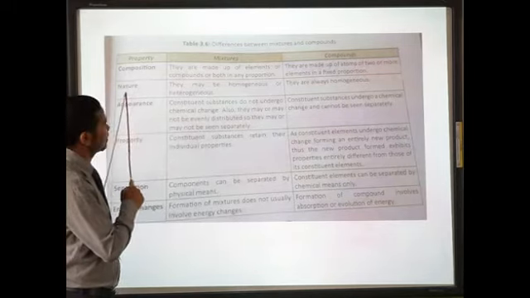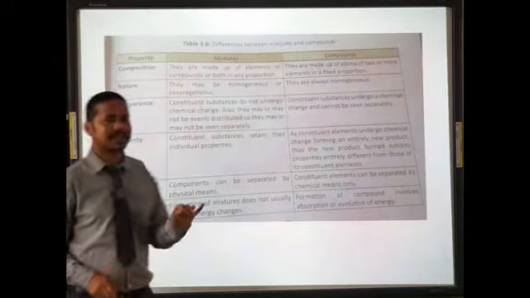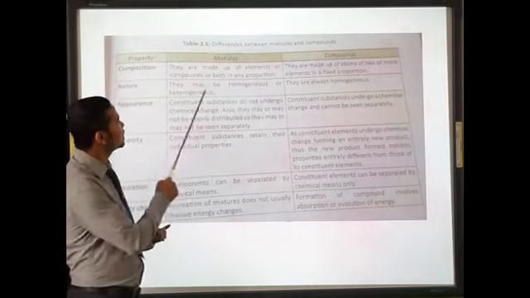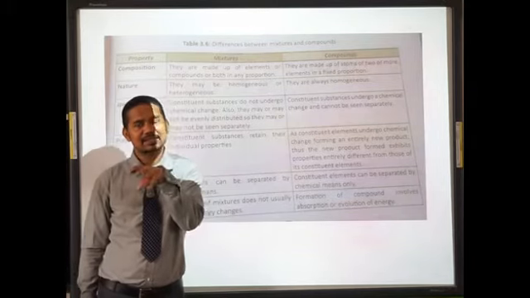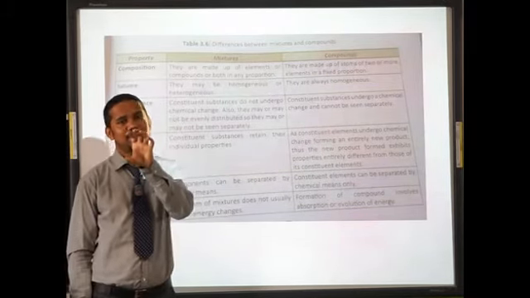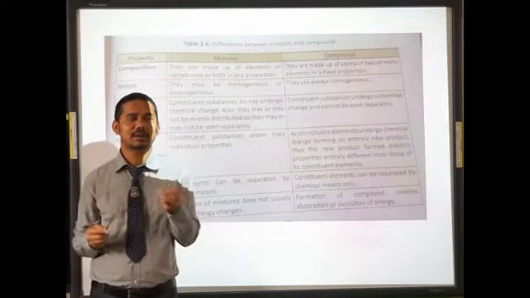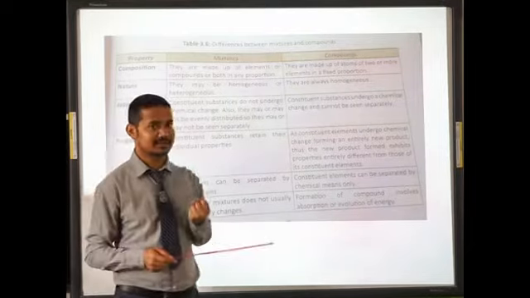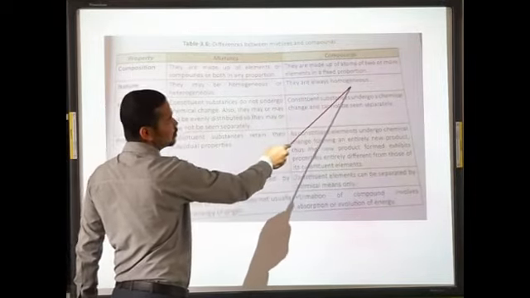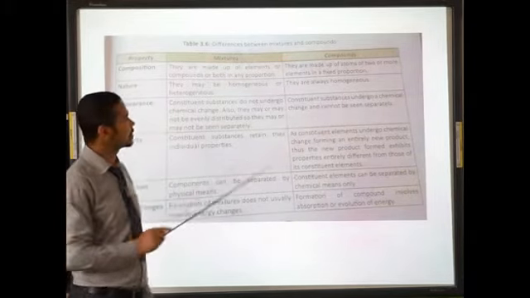Then nature: they may be homogeneous or heterogeneous. Mixtures can be heterogeneous or homogeneous. Heterogeneous means you can see the components with your naked eyes. But here you cannot see the components with your naked eyes, so they are uniformly mixed. Compounds are always homogeneous. Compounds can never be heterogeneous.